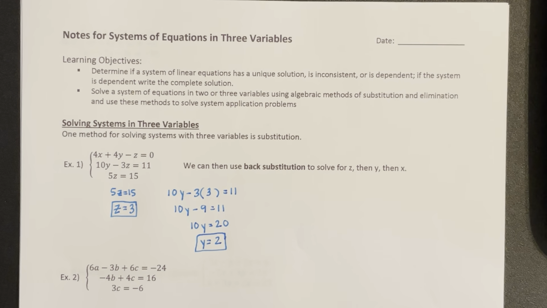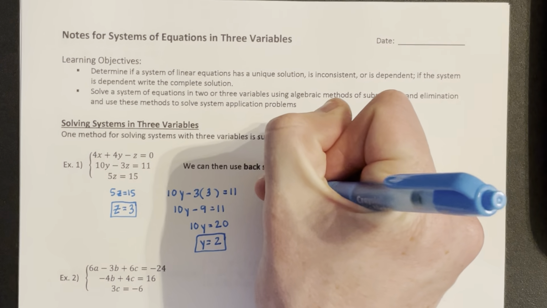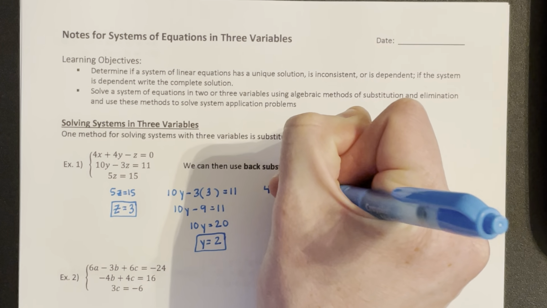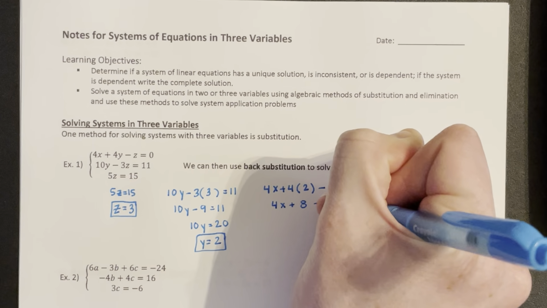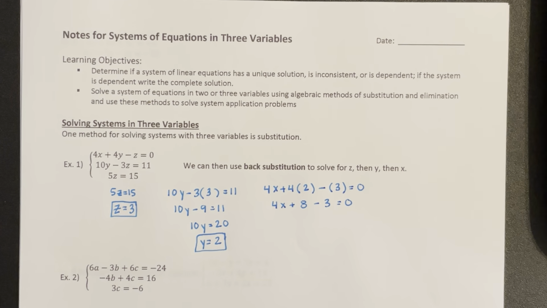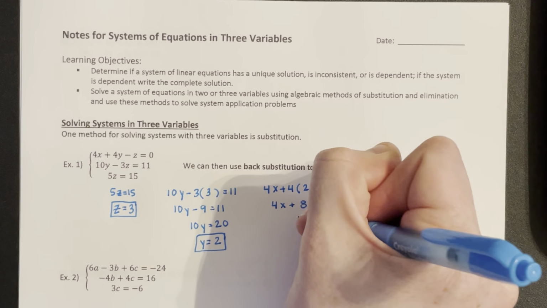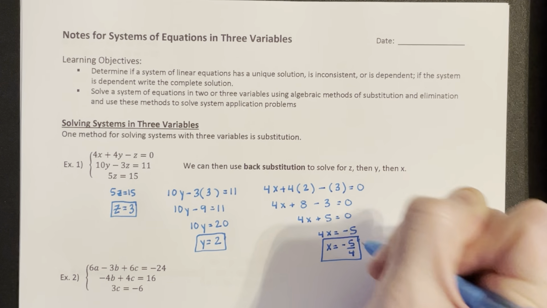So now y equals 2, and we're going to substitute that y and the z into our top equation to find x. So 4x plus 4 times y, which is 2, minus z, which is 3, equals 0. 4x plus 8 minus 3 equals 0. And we just simplify: 4x plus 5 equals 0, subtract our 5 gives me negative 5, and I divide. So negative 5/4 would be x.